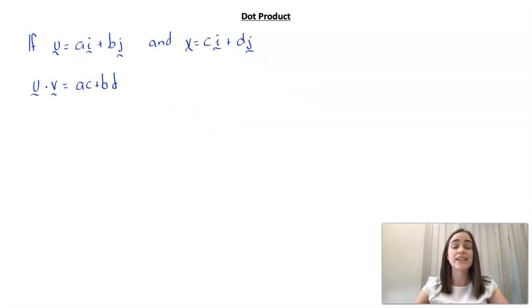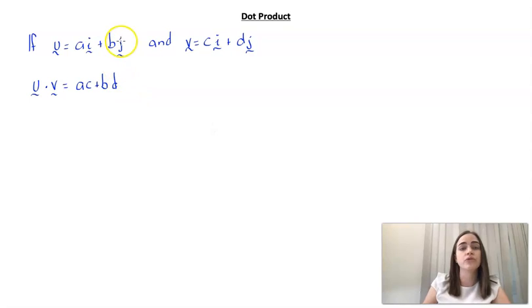Okay, let's have a look at our second formula. So if we're given two vectors in component form, so u equals ai plus bj, where i and j are our basis unit vectors, and v is ci plus dj, then we can find our dot product by multiplying a by c and then adding b times d. So let's have a look at what that looks like with an example.